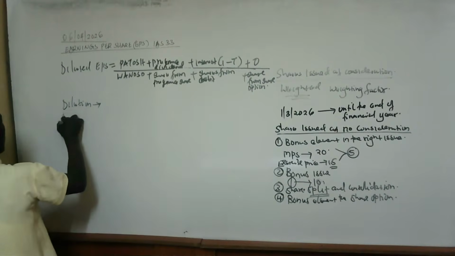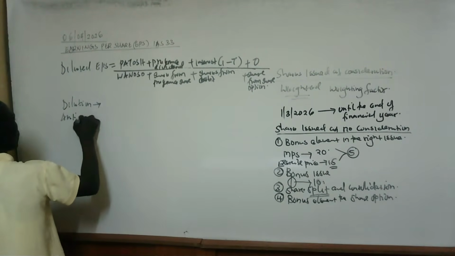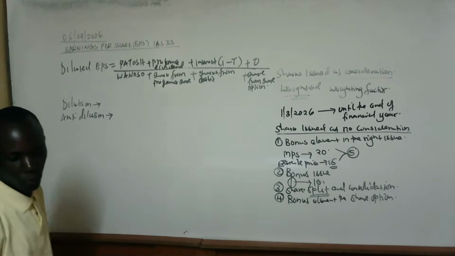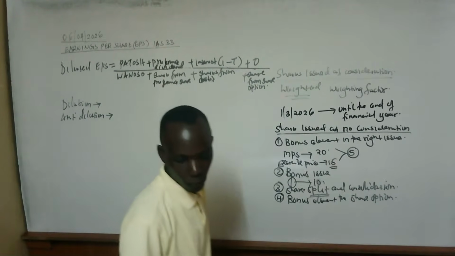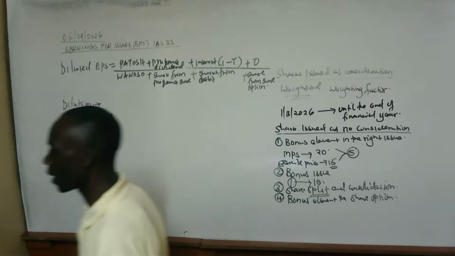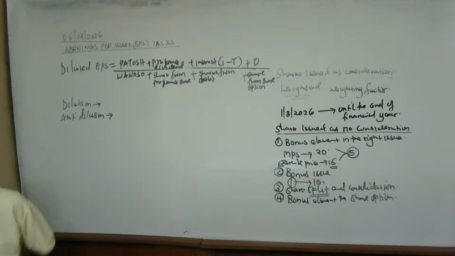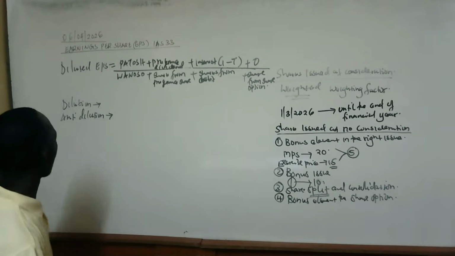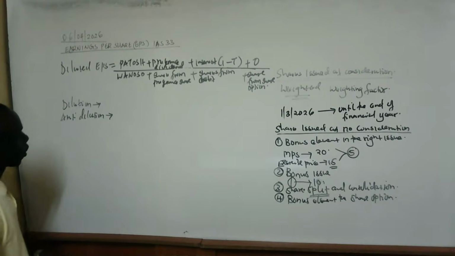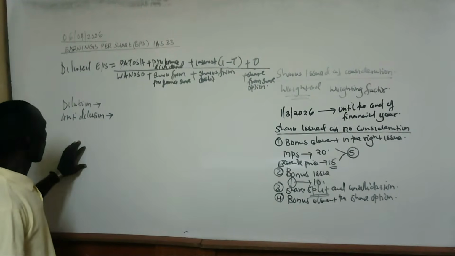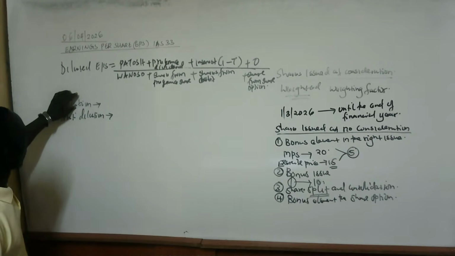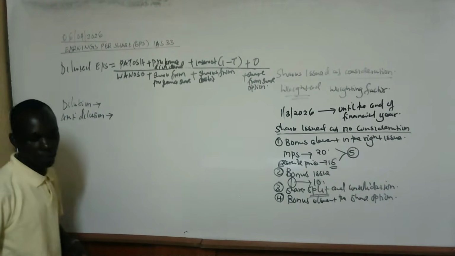And then we have anti-dilution. Anytime we talk about anti-dilution, here is where we talk about the increase in EPS. If the EPS increases, we normally say that the shares have been anti-diluted, meaning that the value of the shares has gone up. Therefore, how can we know whether the shares have been diluted or they have been dilutive?